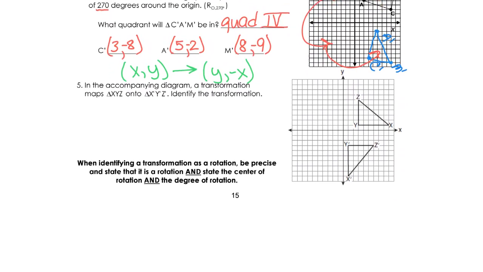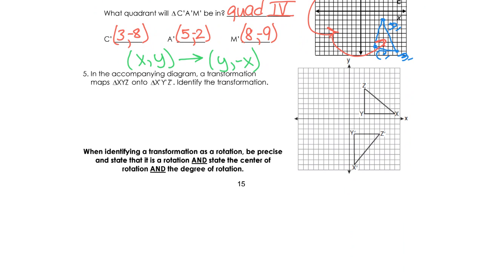Okay. All right, number 5 says, in the accompanying diagram, a transformation maps triangle XYZ onto triangle X prime, Y prime, Z prime. Identify the transformation. Since we're starting with this triangle, and this does look like a rotation, if we turn it this way, our triangle would look something like this, where this is now X. If we turn it again, it's going to look something like this, where this would be X. And if we turn it one more time, our X will be down there. So we turned it once, twice, 3 times.